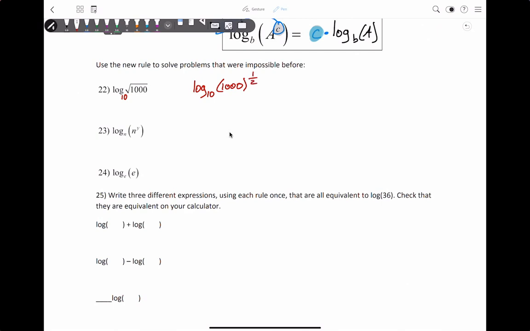Well, the square root of 1,000 looks like this, but this is important. I want you to know all of this is still in the argument. It's like this would be the parentheses over here. We just rewrote it with a fractional exponent.